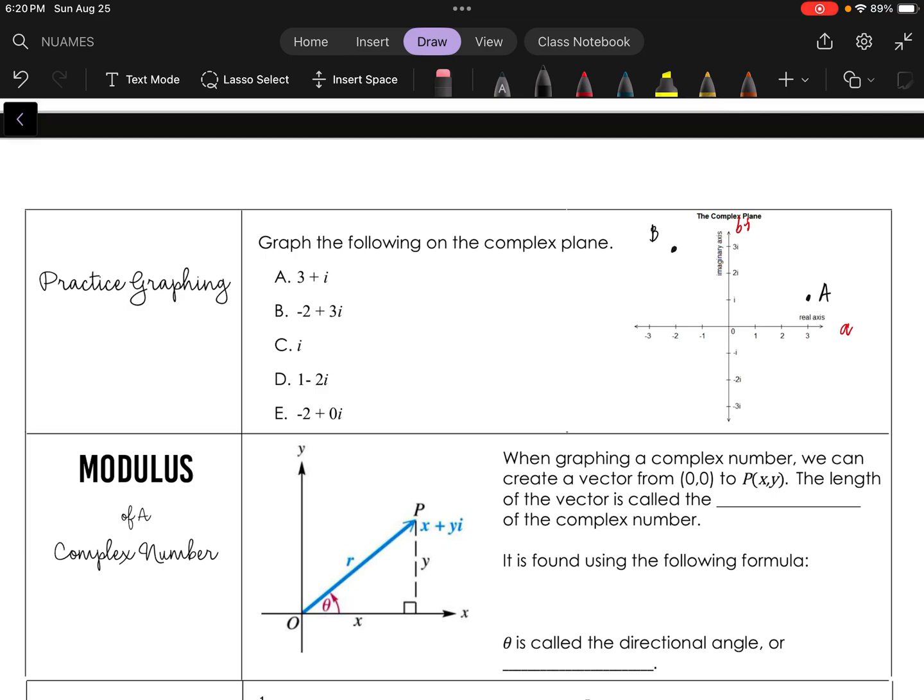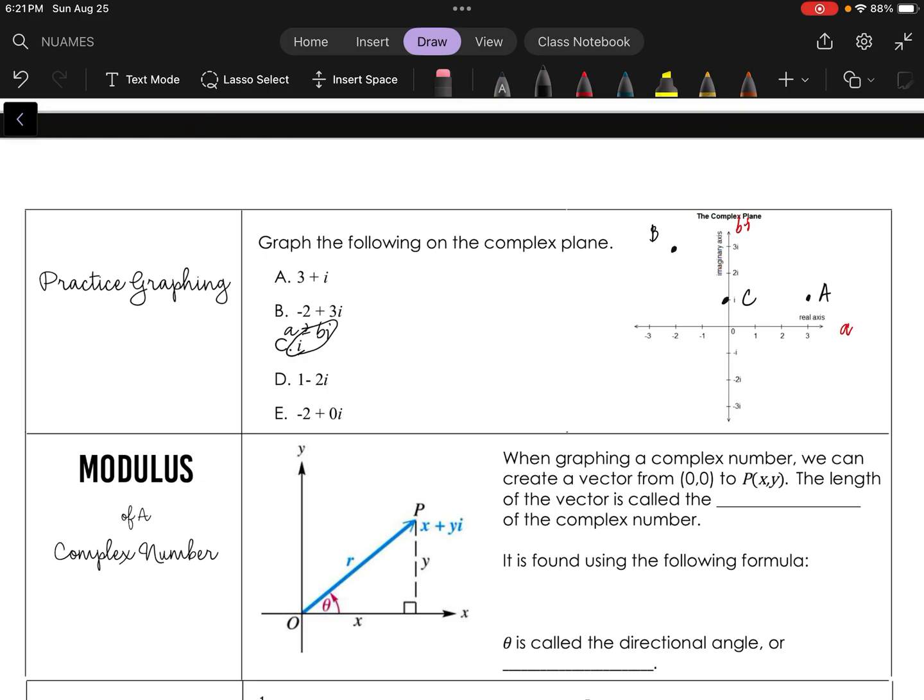So in letter C, in the form a plus minus bi, we notice that we only have the bi. So what does that tell you with the value of the real axis? It means that a is 0, and you added up 3i in the graph, which means this is your point C.